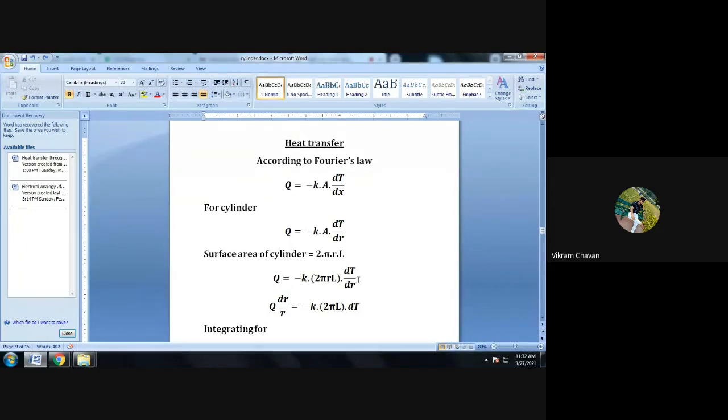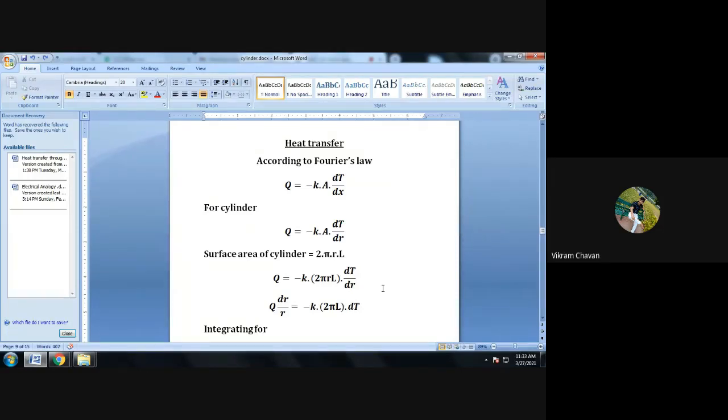Now here we have to take the integration with the limits, or the boundary conditions. To integrate this equation, we require separate variables. Here only two variables are there: one is the temperature and the other is the radius. Temperature is varying with respect to radius.